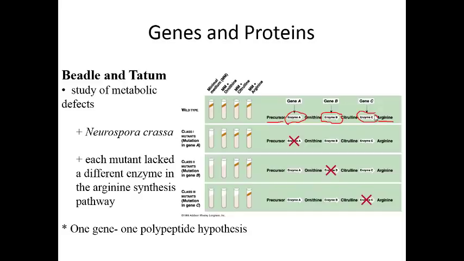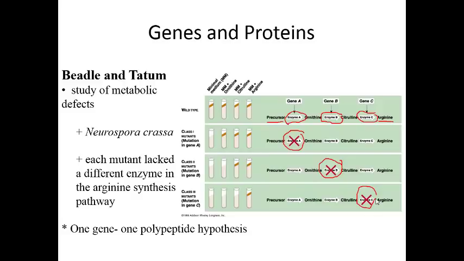What Beadle and Tatum did was that they induced mutations in three different genes. When they mutated gene A, they discovered that this knocked out or caused enzyme A to be non-functional. When they mutated gene B, they discovered that this caused enzyme B to be non-functional. When they mutated gene C, they discovered that this caused enzyme C to be not functional.